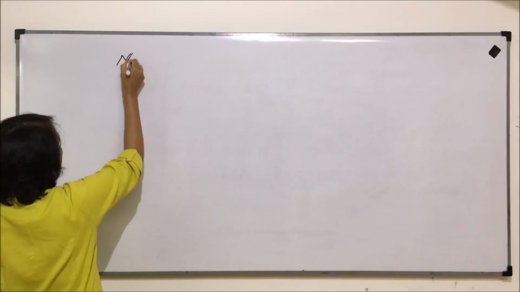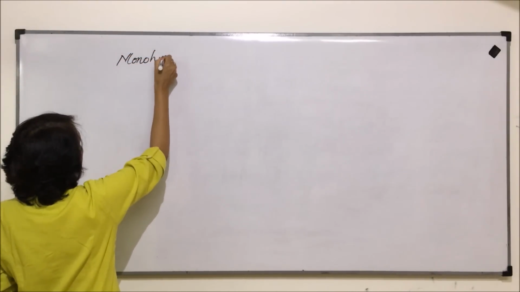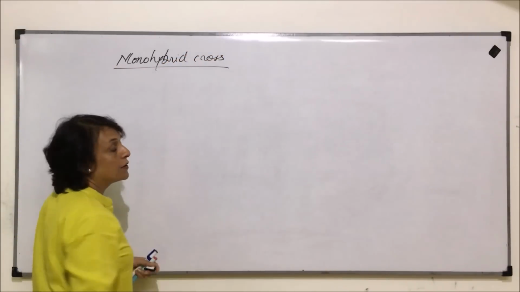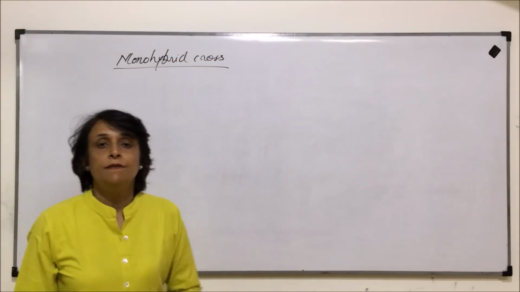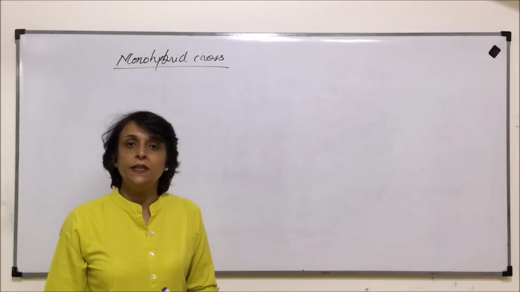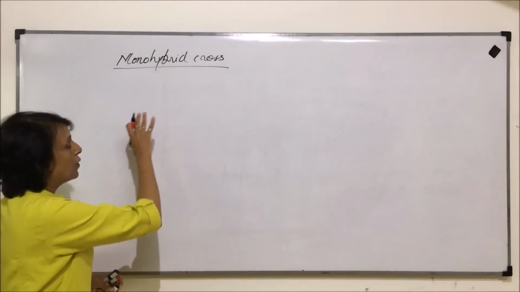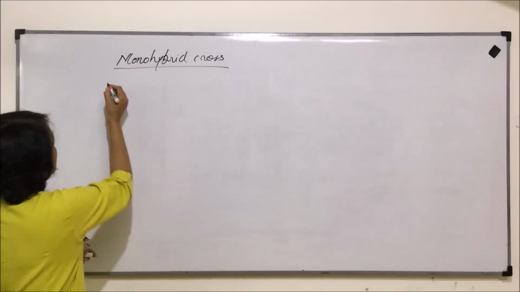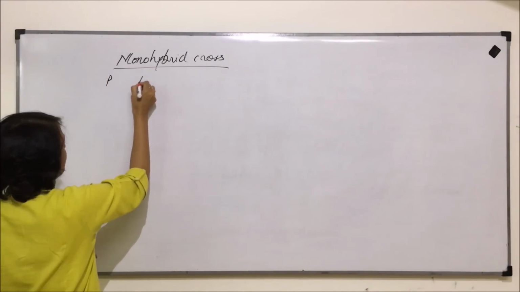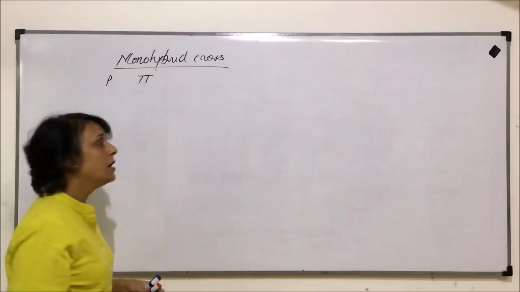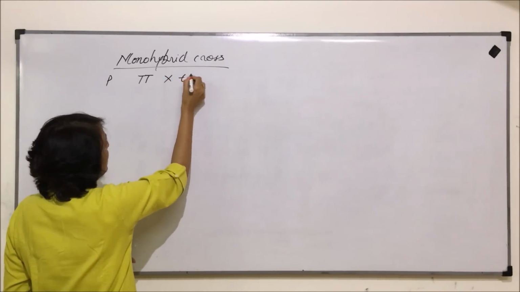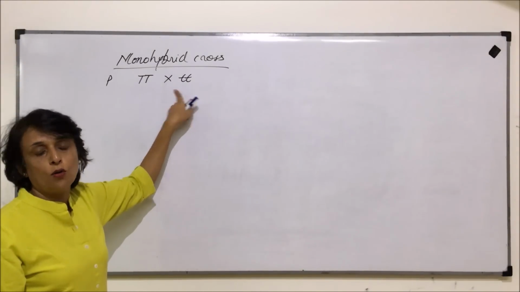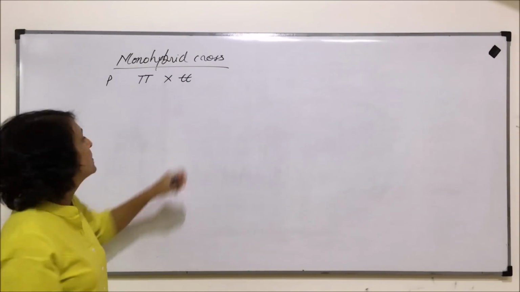The monohybrid cross is what we are talking of. As we have already discussed, monohybrid means we are taking only one trait or one character into account. We will start with the typical Mendelian way, that is with pure lines. So our parent generation is homozygous tall crossed with homozygous short, or pure dominant with pure recessive.